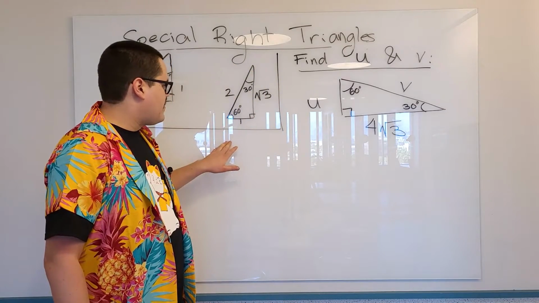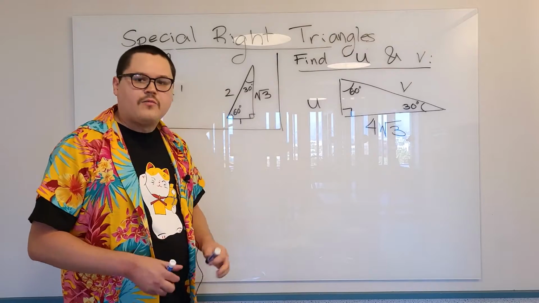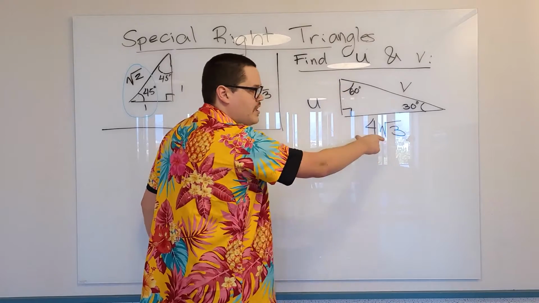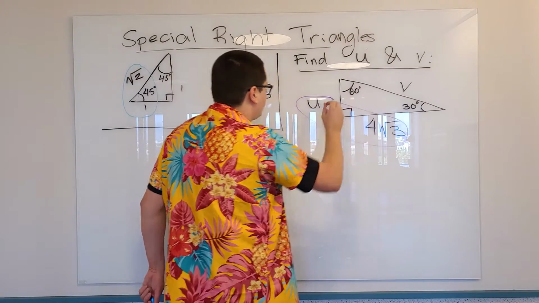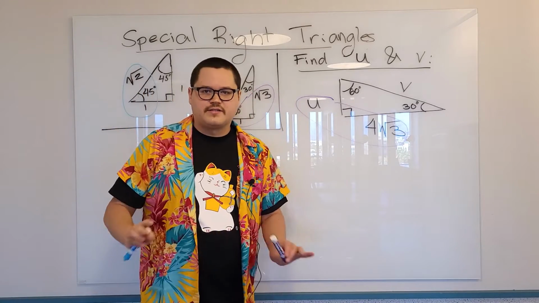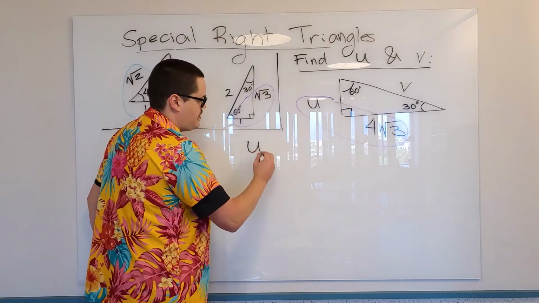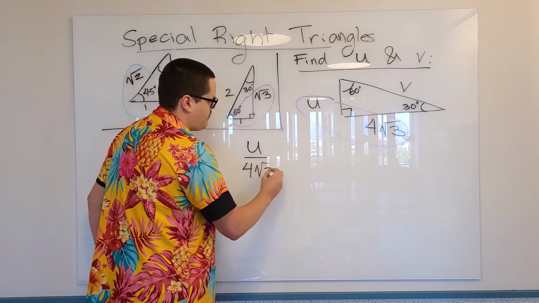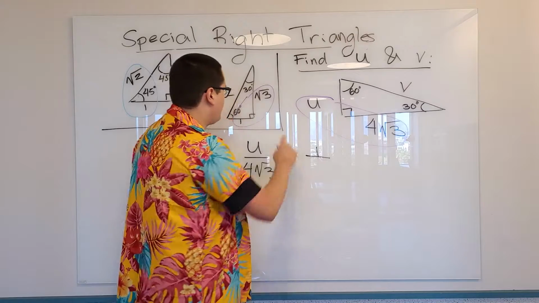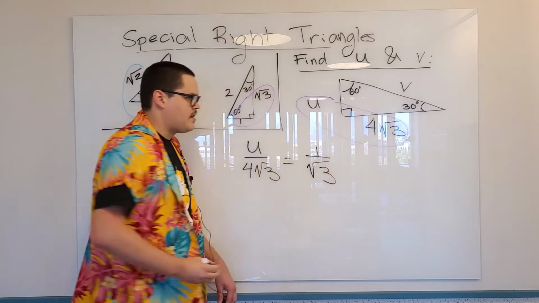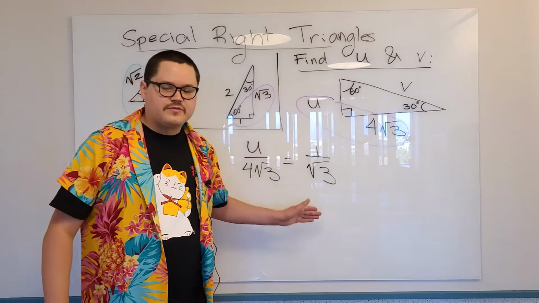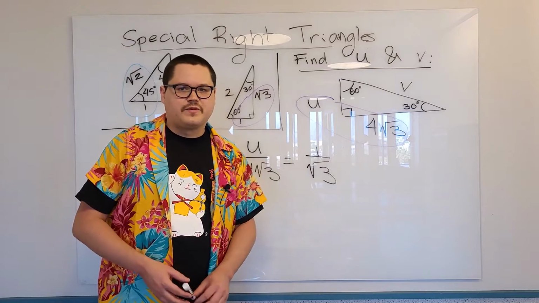Okay, so let's say we want to solve for u. Well, we've got to set up our ratio. We have a small side we're looking for, and we know the medium side. So small to medium should be equal to small to medium. Let's set up the equation. So small u to medium 4 root 3 equals small, which is 1, to medium here, which is square root of 3. Okay? We set up our ratio, we have fractions on opposite sides of the equal sign. Now we just have to cross multiply.